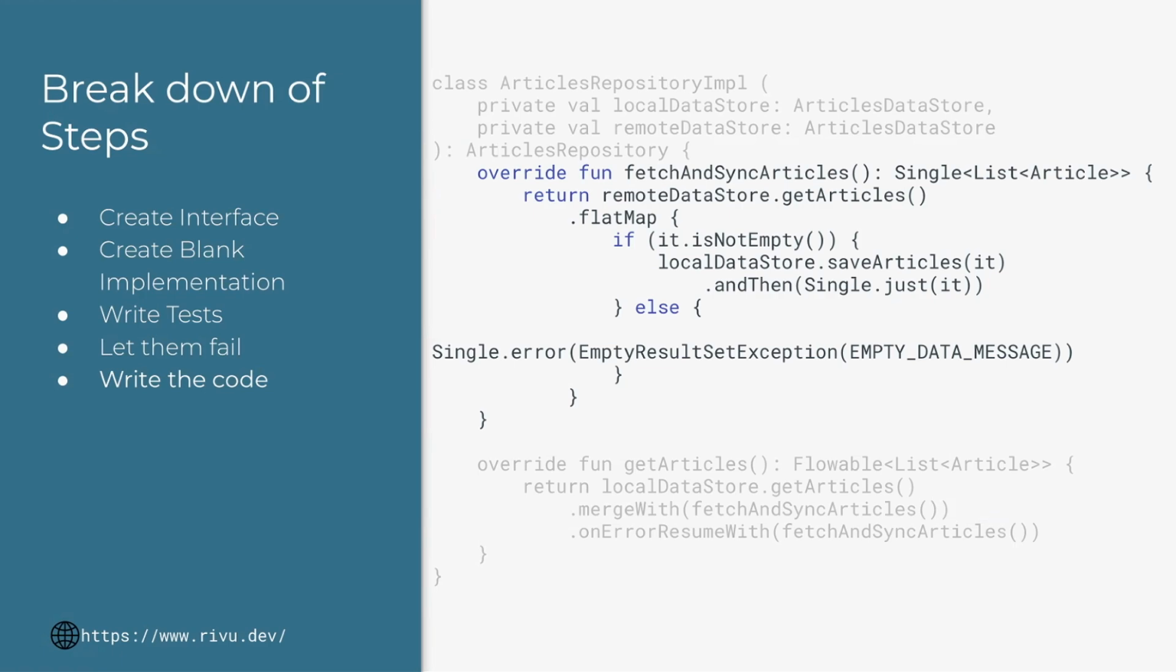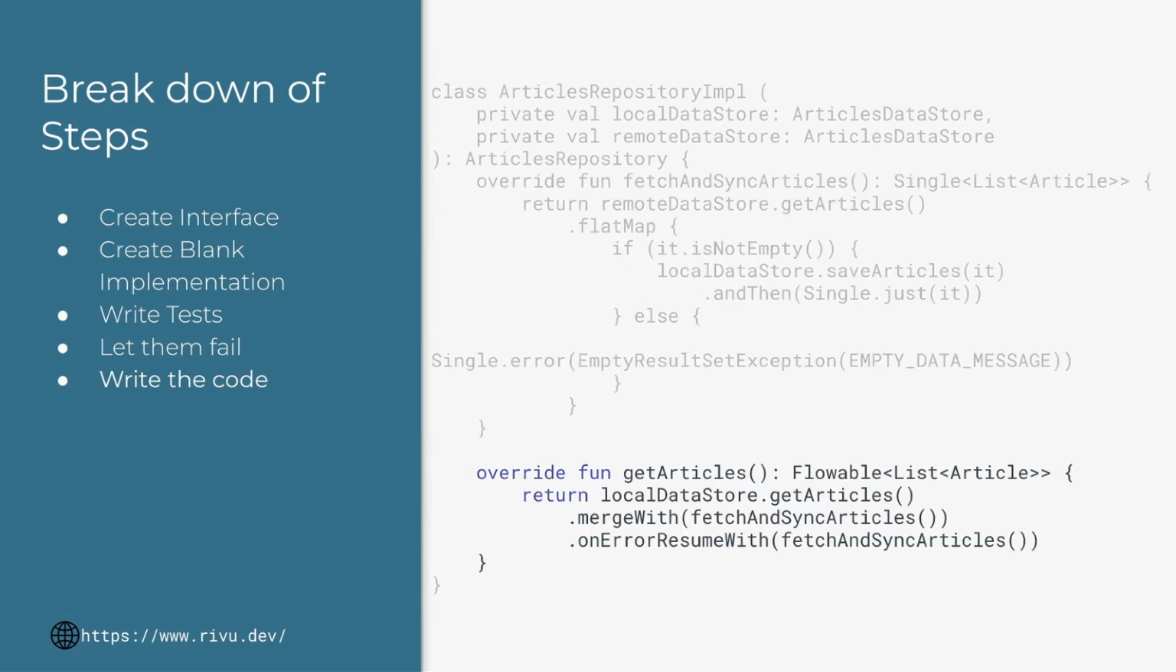And what about getArticles, right? So yeah, here's the implementation of getArticles. We are calling localDataStore.getArticles, and then we are merging it with fetchAndSyncArticles, right? So basically, as I said, this should emit data twice. localDataStore.getArticles will get you the data that's already present in the local data store, and then we are merging with fetchAndSyncArticles. So fetchAndSyncArticles will get the data from remote, right?